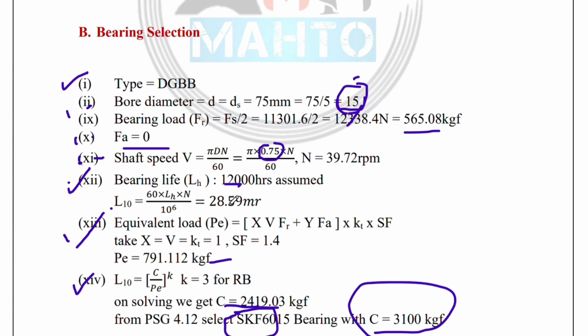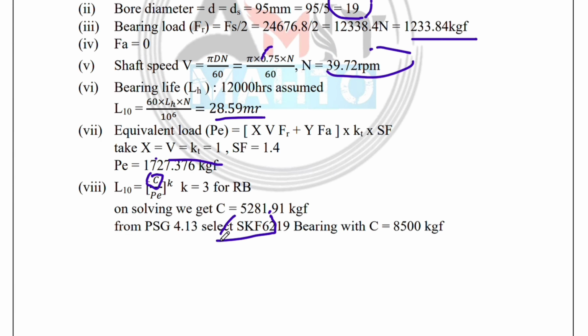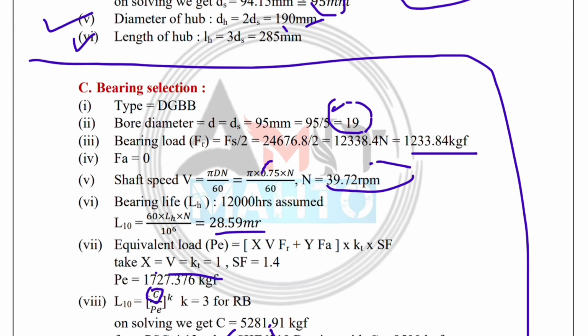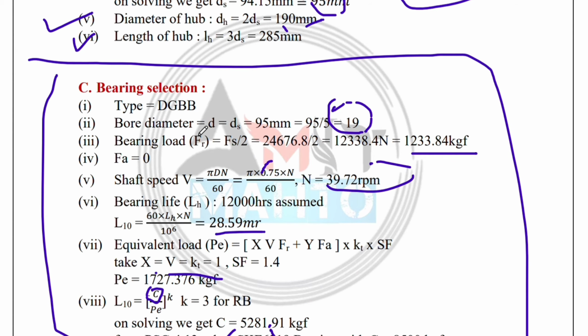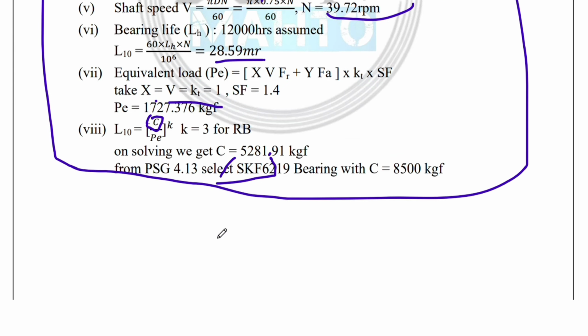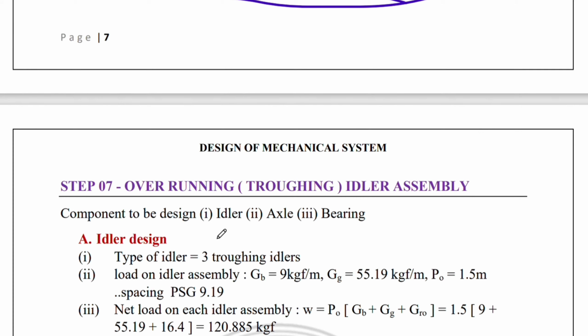Okay, so as you can see, this bearing selection is similar to the head pulley. In this also you have done almost similar formulas. If you compare, everything is similar, no changes, only minor changes are there. So step number 5 and step number 6 both are similar. Okay, so now we will move to the next step, which is step number 7.